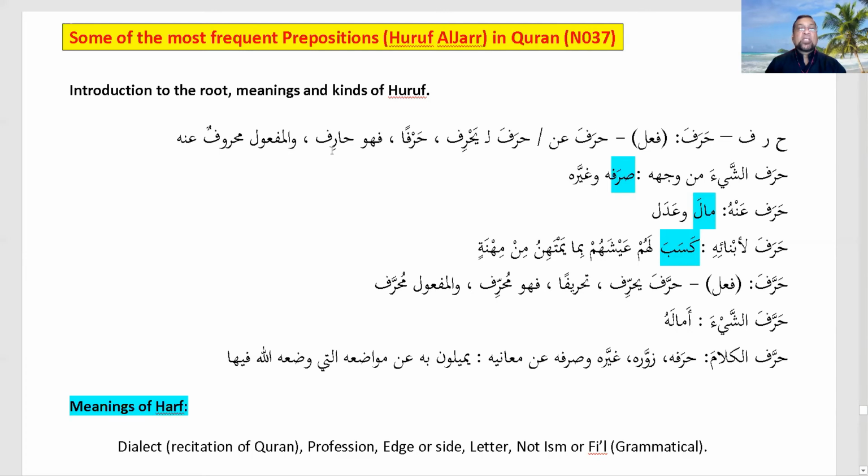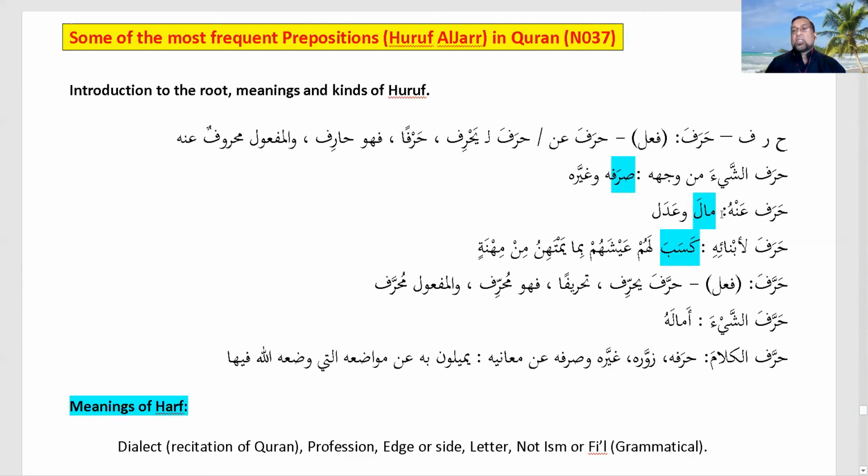فهو حارف, حارف اسم الفاعل, والمفعول محروف عنه. And the مفعول به, the object is محروف عنه أو له. حرف الشيء من وجهه صرفه وغيره. So the word حرف here, we say if you were to do harf to a thing from its original form is to deflect it, صرفه, to deflect it, وغيره, or to change it. So that's the way the word harafa is used, to deflect or change something from its original state or form.